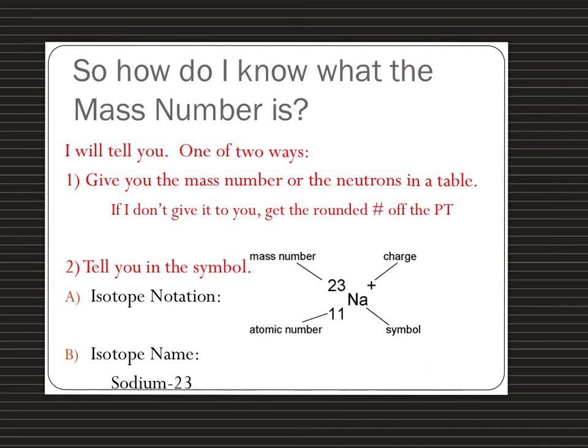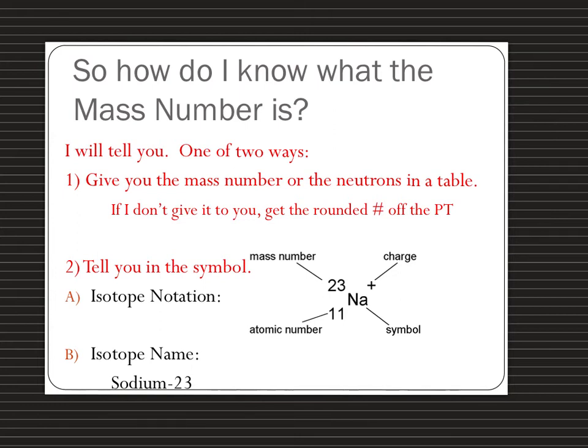So how are you going to know what the mass number is? Well, I'll usually tell you. There's one or two ways. The first way: if you don't get the number given to you, take your average atomic mass and round it off. Sometimes we could do that, but most of the time I'm going to give you the mass number, or you're going to figure it out by adding your protons and neutrons, because it's less confusing that way.